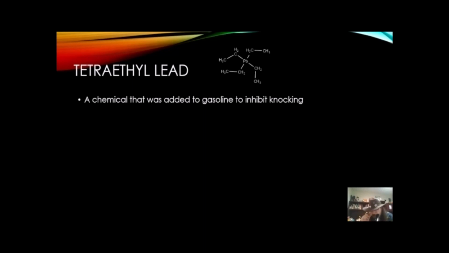He found that by adding 0.1% of tetraethyl lead to the gasoline, he could increase the octane rating by 10 to 15 points. People could have all the power they wanted without having very expensive gasoline. So tetraethyl lead was just a chemical that was added to inhibit knocking. This, as we'll see, was not a good thing, but this is where we get the term leaded gasoline. If you've ever heard of leaded gasoline, it was gasoline that had this lead additive added to it.